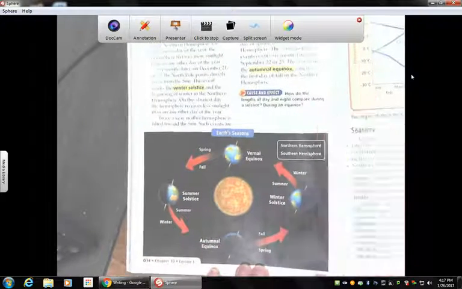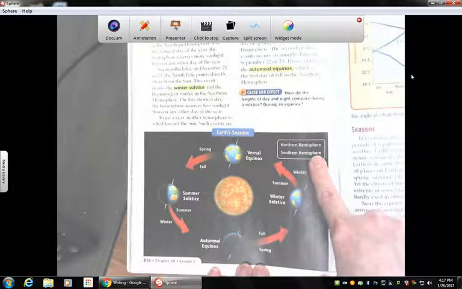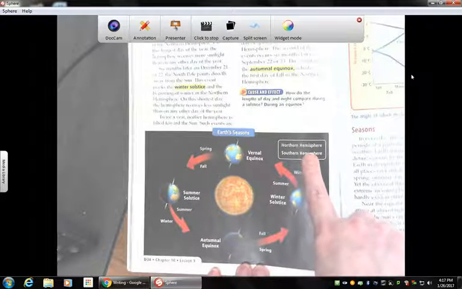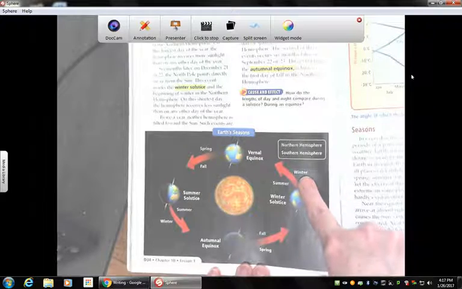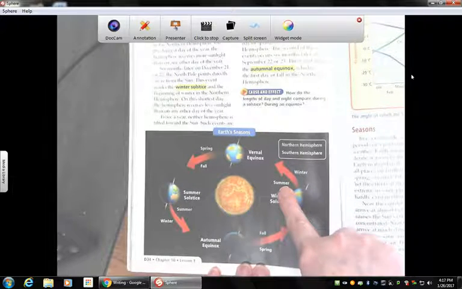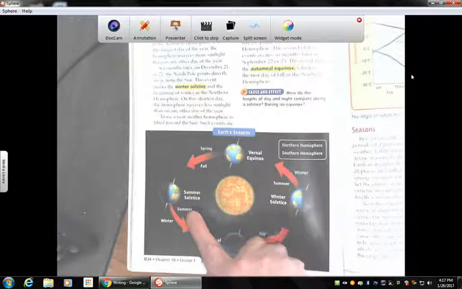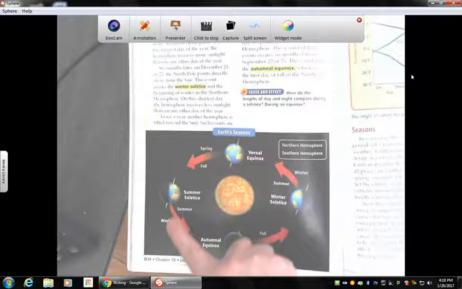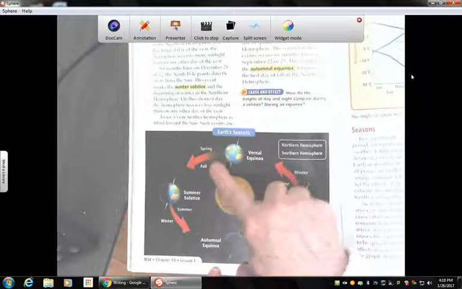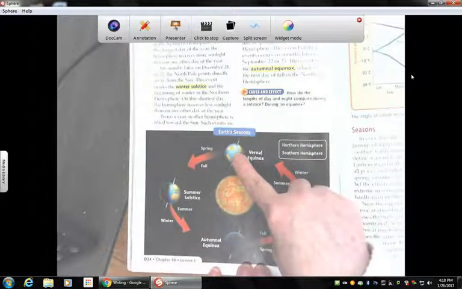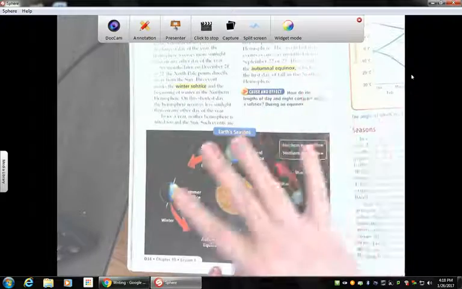Now notice how we have opposites. When we have winter in the northern hemisphere, it's summer in the southern hemisphere. When we have summer in the northern hemisphere, it is winter in the southern hemisphere. And it's the same for spring and fall. So the northern hemisphere and the southern hemisphere have opposite seasons.